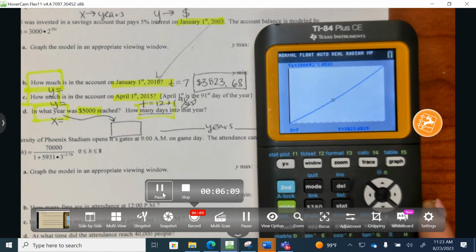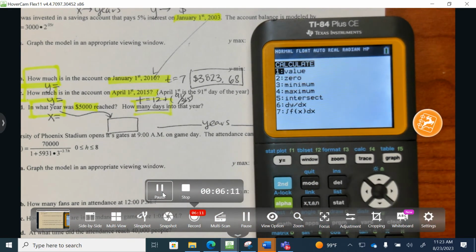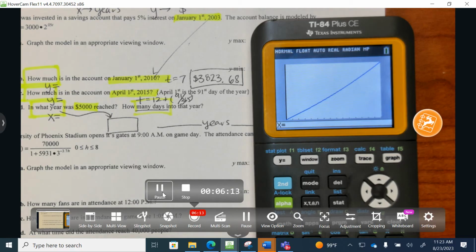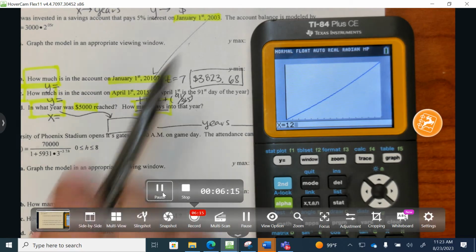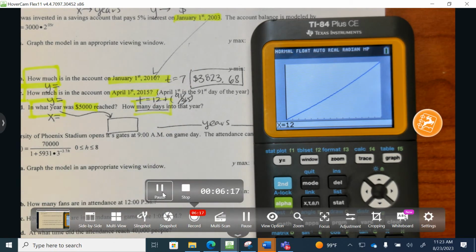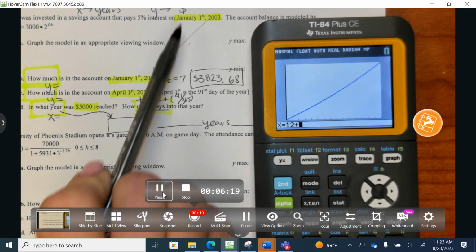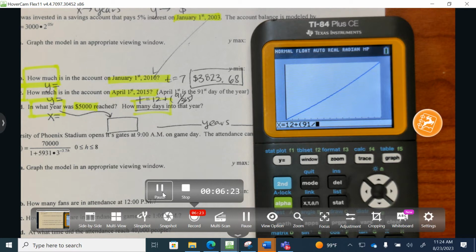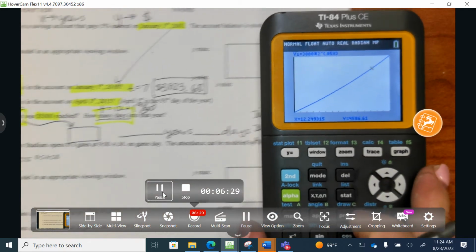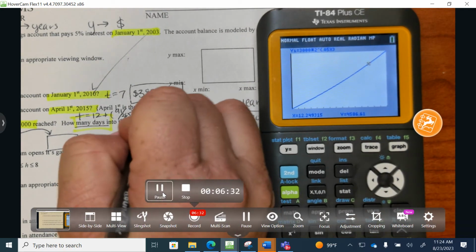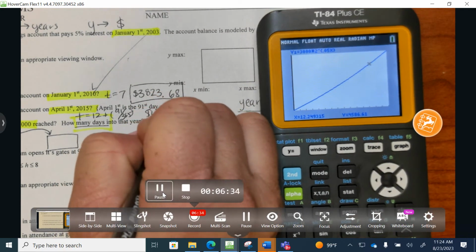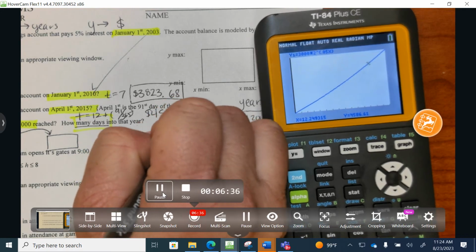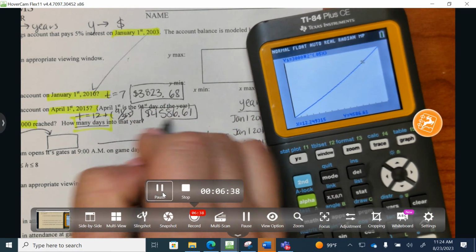365. So on our calculator, we're going to go second trace value. Typing in 12, that's the change in years, plus we have additional days because it's not January 1st. We have in parentheses 91 divided by the number of days in a year. And now please round this to the nearest cent. So this is going to be $4,586.61.